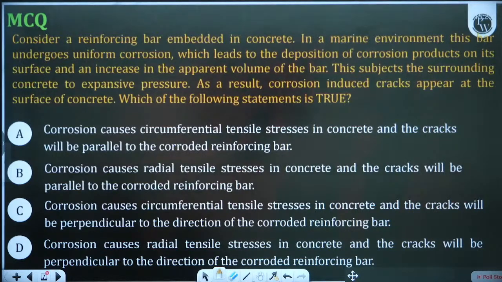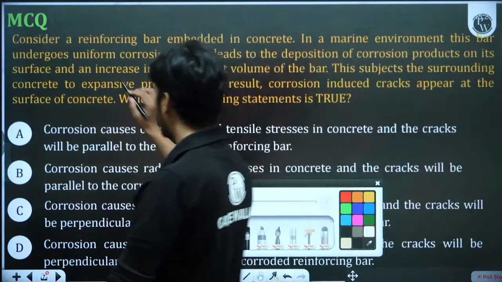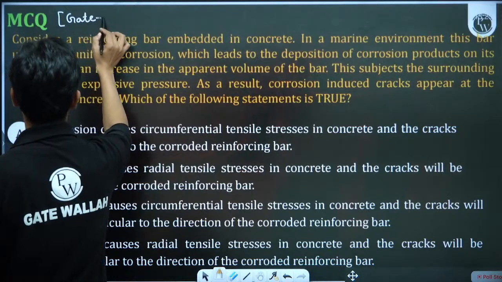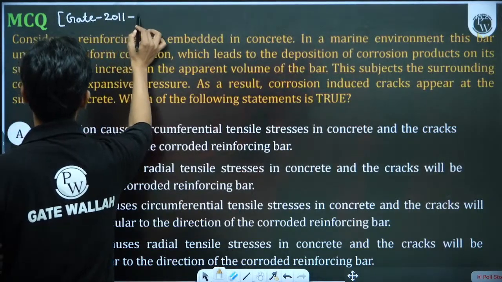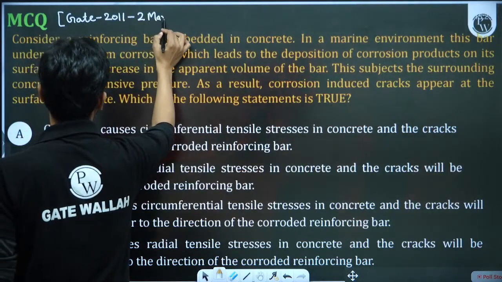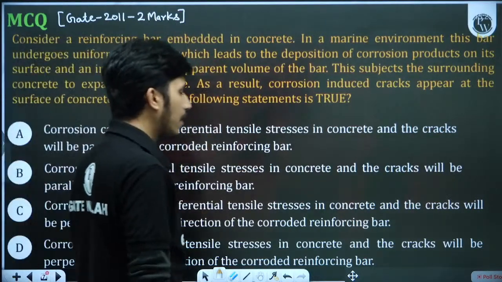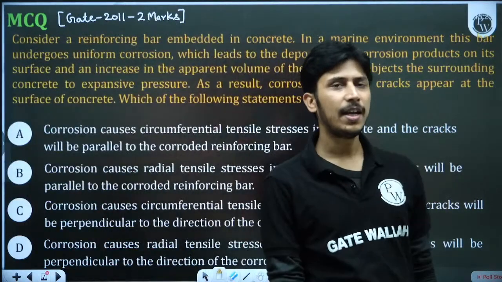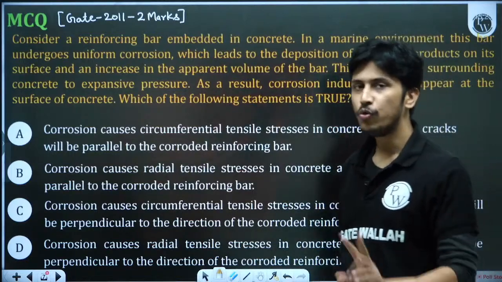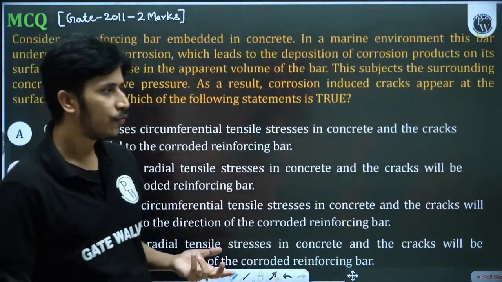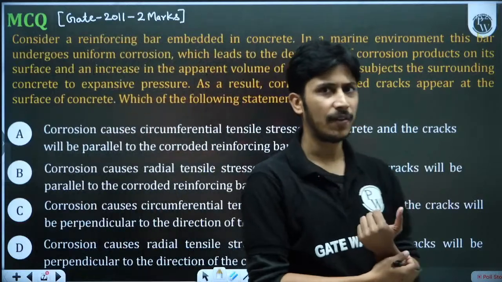This year is 2011, and I'm surprised to see that the question was of 2 marks. The year was 2011, but the question was of 2 marks. From 2013 or 2014, I don't remember the exact year, GATE has asked questions in 2 shifts. The GATE paper of civil engineering is in 2 shifts from 2014, I think, not 13. 2013, I think, had 1 shift only.